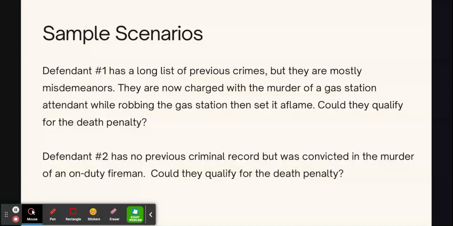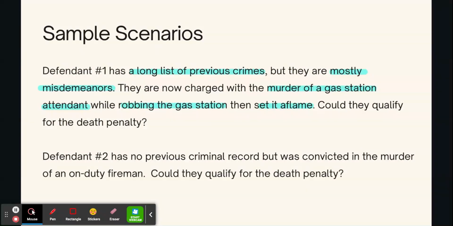So to start, defendant number 1 has a long list of previous crimes, but they are mostly misdemeanors, so less serious crimes. They are now charged with the murder of a gas station attendant while robbing the gas station and set it aflame. Could they qualify for the death penalty?